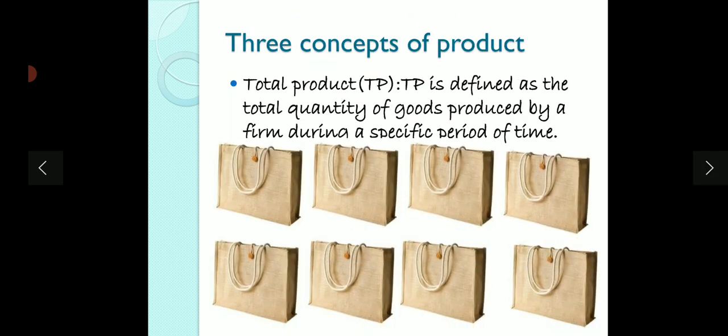Moving on. So here are three concepts that we have to study. The first concept is called total product. Now this is very simple. Total product means the total quantity which we have produced. So let's say I have produced 8 jute bags. Whatever number of inputs and capital I have used, that's not important over here. I have produced 8 bags. So 8 bags is my total product, the total quantity that we have produced.